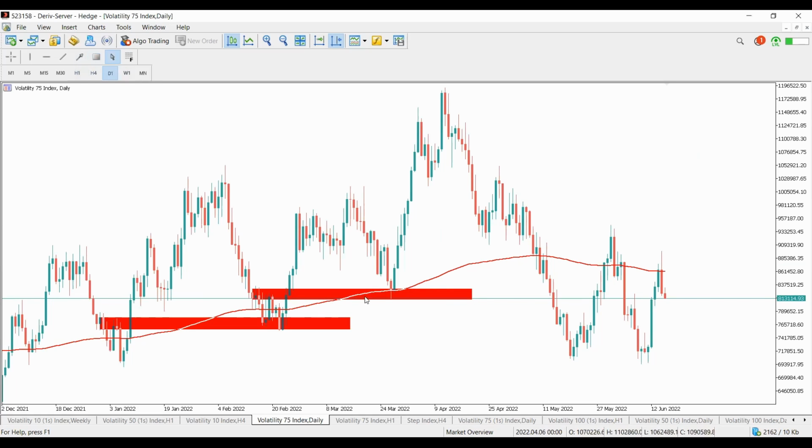What happened? The market came back and retested. Are you guys seeing this? The market came back and retested. What is it doing? It's confluencing with your moving average, right? Let's move on again.